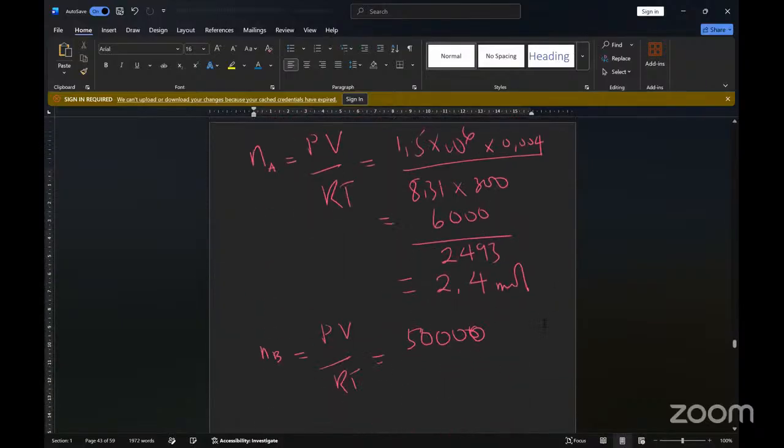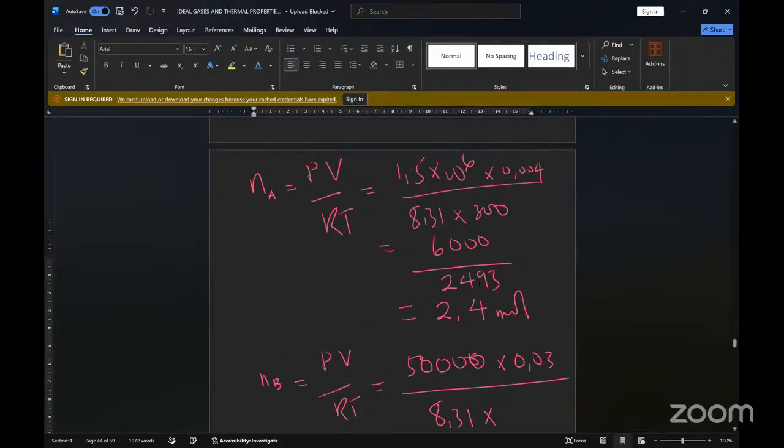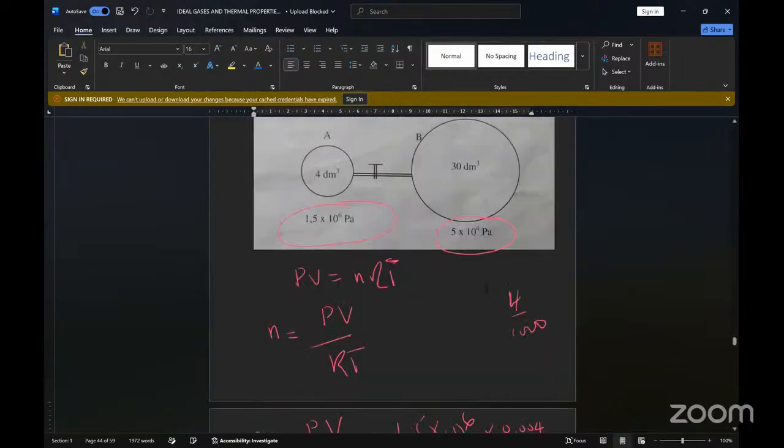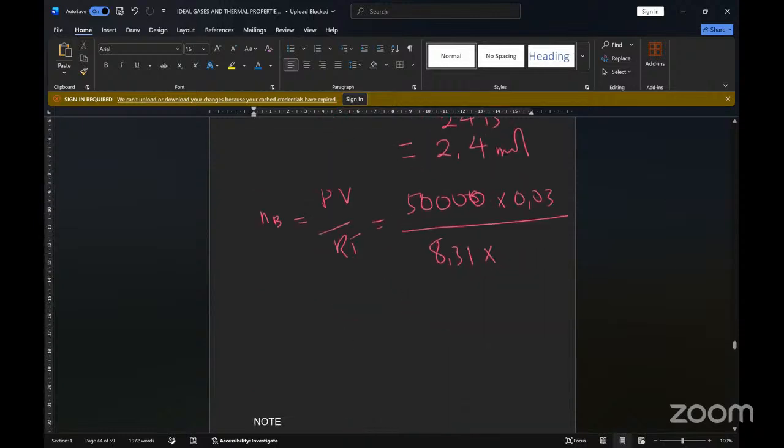So 30 divided by 1,000, because we are changing it from decimeter cube to meter cube. So we're going to have 0,03. Then we divide it by 8,31 times the same temperature, because the temperature is the same in both containers. So the temperature is still going to be 300 Kelvin.